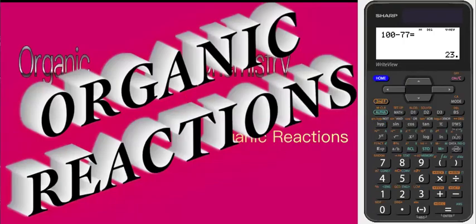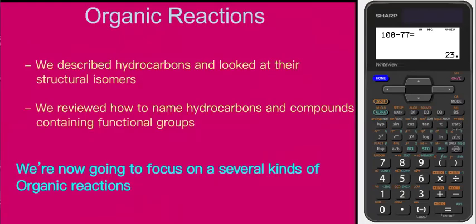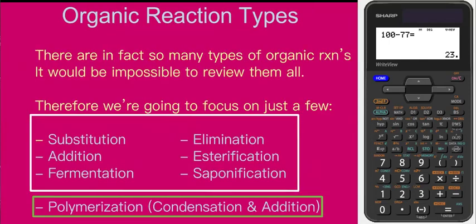All right, so now it's organic reactions here. We are going to do those reactions. We don't have to worry about this. Now, here are the main reactions. Like I told you, it's substitution, elimination, addition, and esterification. I don't think you're doing fermentation, saponification, polymerization. You don't do all of that.